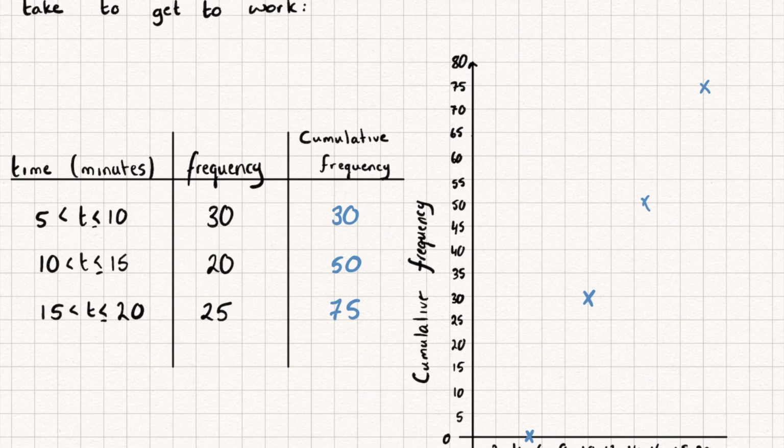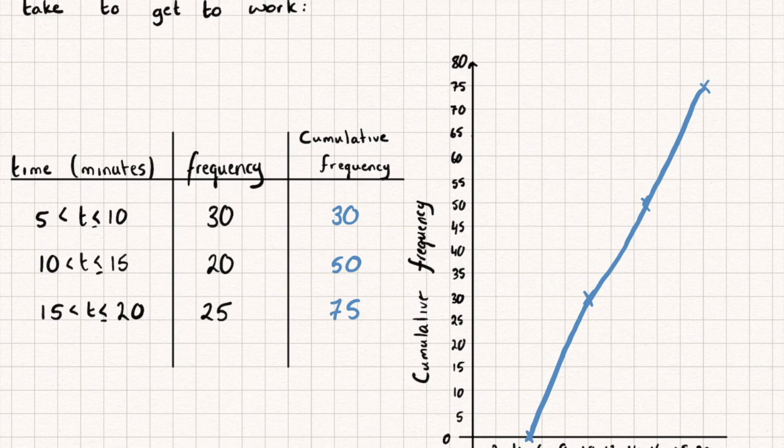Now once we've done this, we're going to connect all of our points with a nice smooth curve, like so. I'll do my best to draw one, but I'm pretty bad at that. That'll do, it doesn't have to be perfect, but that is my cumulative frequency graph. Now we can use this to find estimates for the median as well as the quartiles of our data.